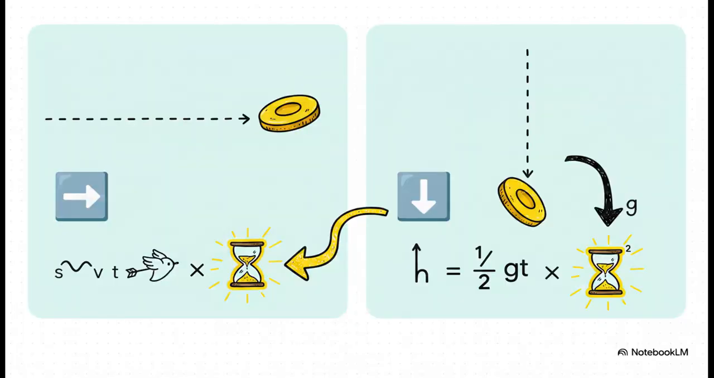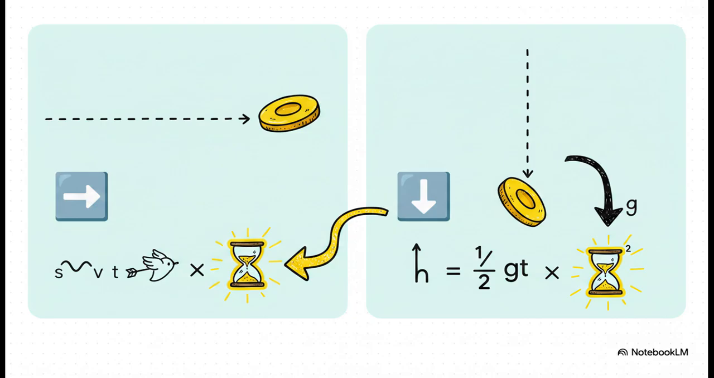Think of it as two separate worlds. In the horizontal world, once the disk is launched, nothing is pushing or pulling it, so its speed v is constant. The distance it travels, s, is just that speed times time. Easy. In the vertical world, gravity is the only thing that matters. It's constantly pulling the disk down, and the time it takes to fall that height, h, is all that determines how long it's in the air. Now here's the key. The time is the one thing that connects these two worlds.